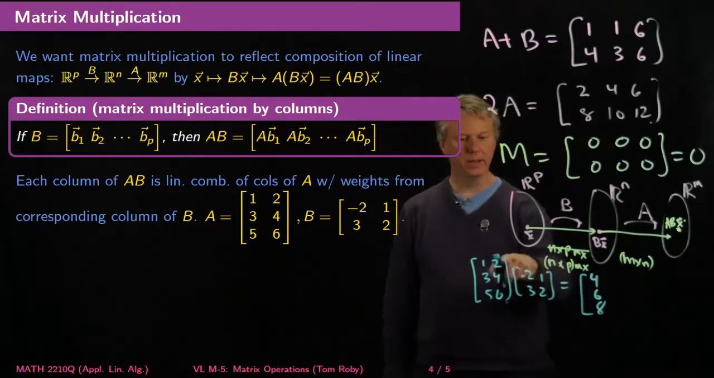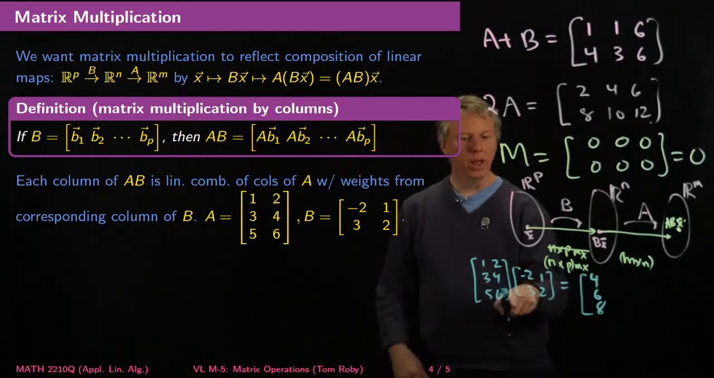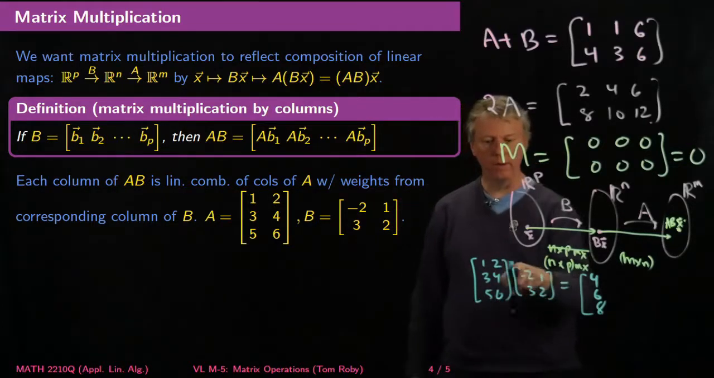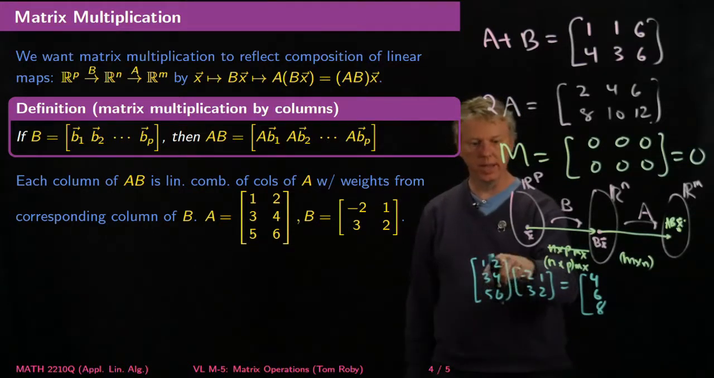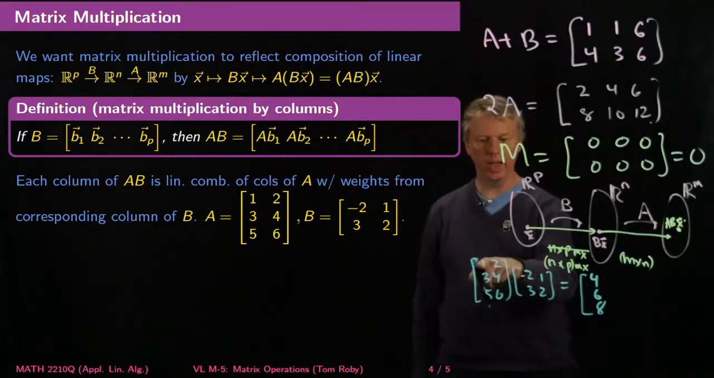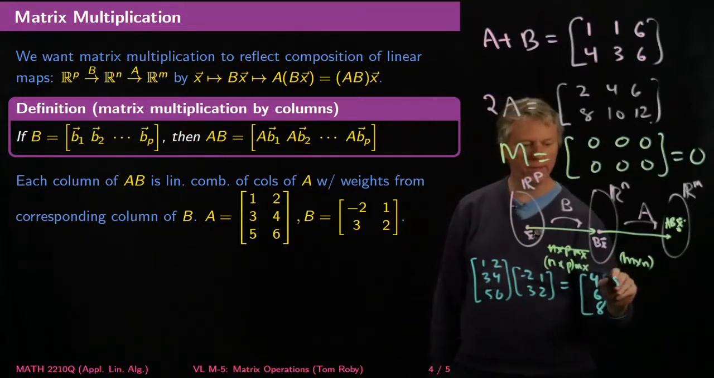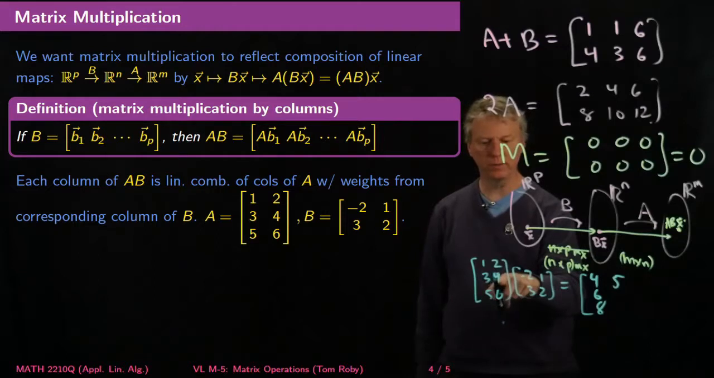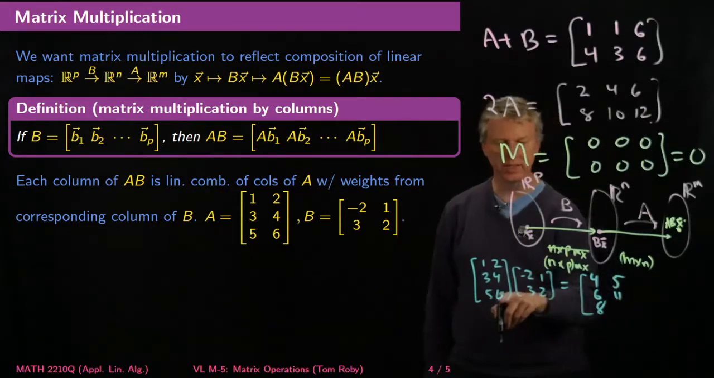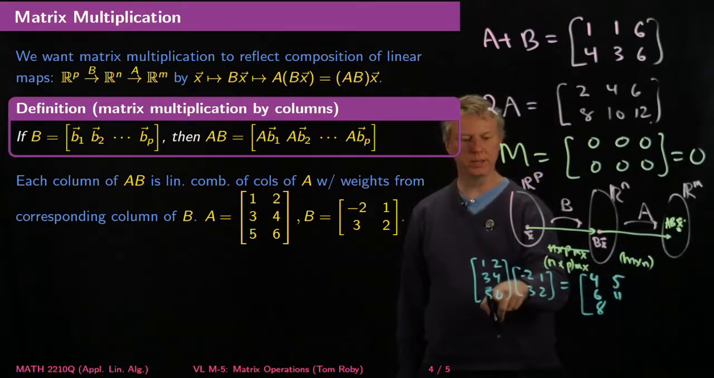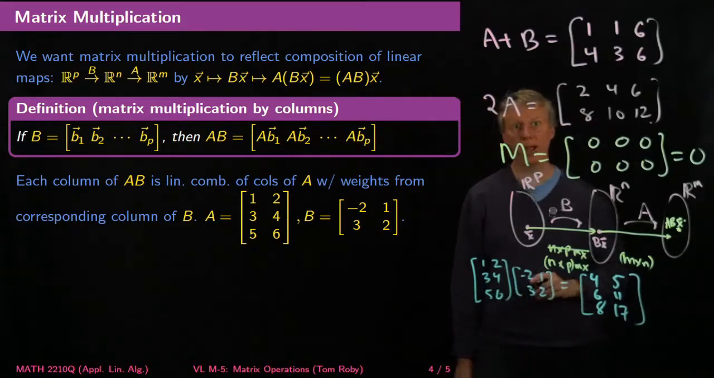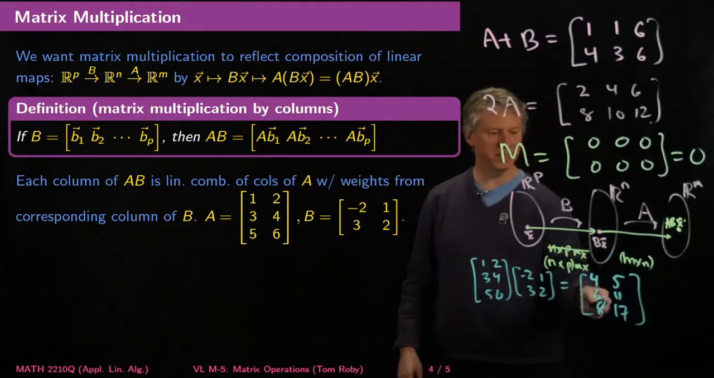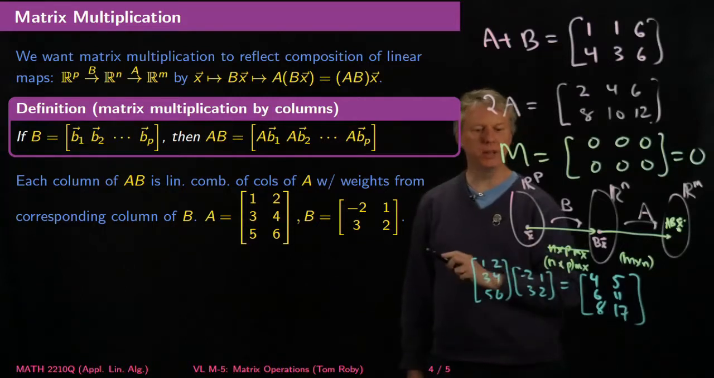And now if I take the linear combination of these columns with weights 1, 2, that means I take one of these and add 2 of these. Then I'll have 1 plus 2 times 2, which is 5. I'll have 3 plus 2 times 4, which is 11. And I'll have 5 plus 2 times 6, that's 12 plus 5, which is 17. So if I did my computation right, which is always a dicey thing, then the product of these two matrices is that.